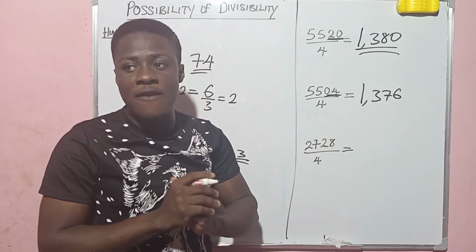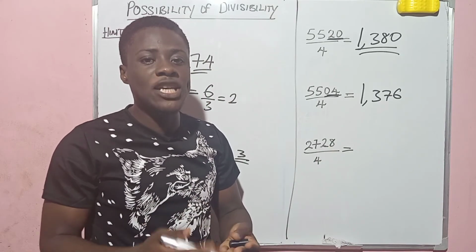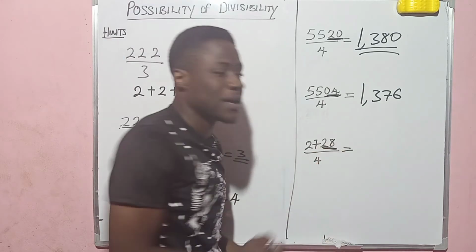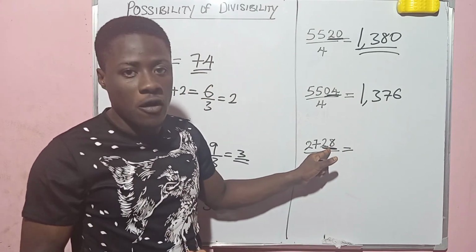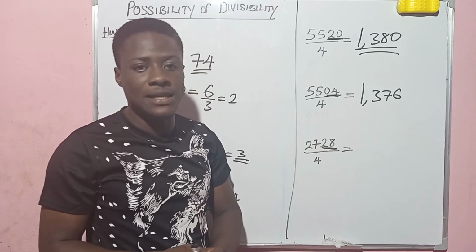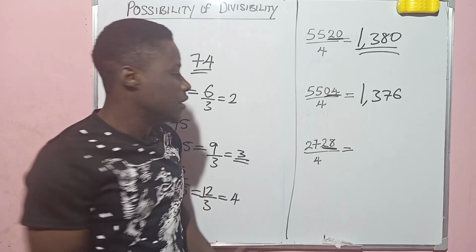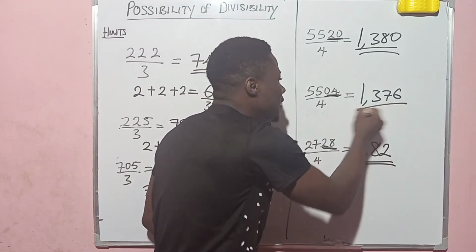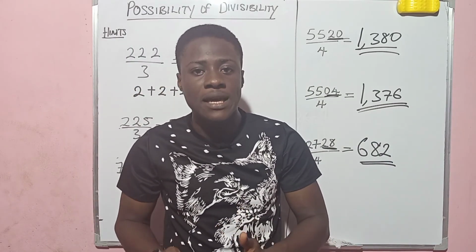Then lastly, 2,728 divided by 4. Check the last two digits. I am having 28. Is 28 divisible by 4? Yes. 28 divided by 4 will automatically give me 7. So since the last two digits can be divided by 4, automatically 4 can divide this. So 2,728 divided by 4, I will be having 682. So you can see it is easier to decide if a number is divisible by either 3 or 4.